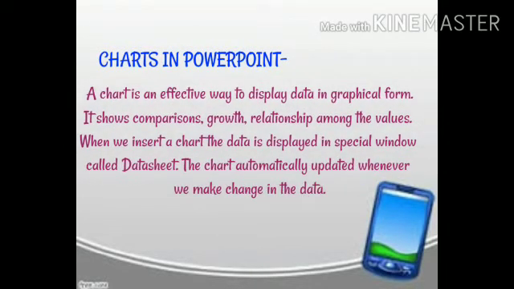Now what is a chart? It is a way to display our data in graphical form, that is in the form of a graph. With a chart we can show comparison, growth, the relationship among the values, and trends in data. It provides an accurate analysis of the information. When we insert a chart, the data is displayed in a special window called a datasheet. The chart gets updated automatically when we make a change in the data.